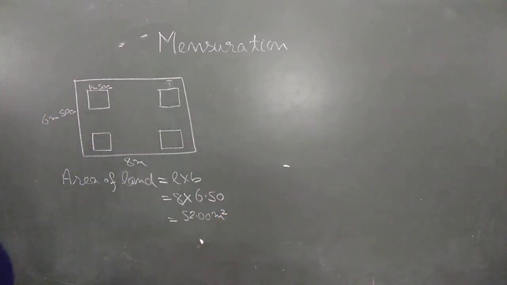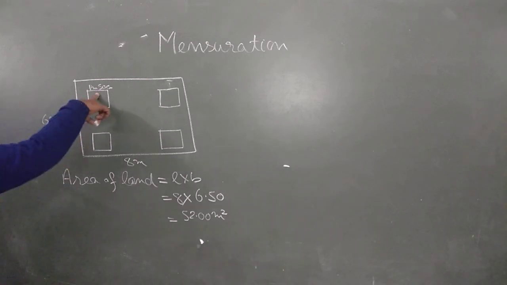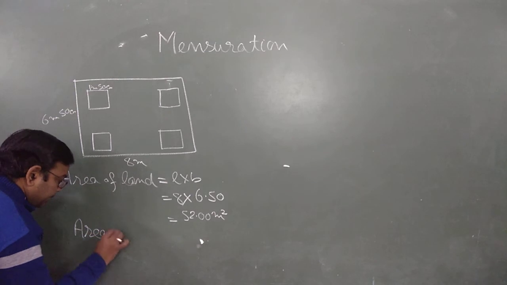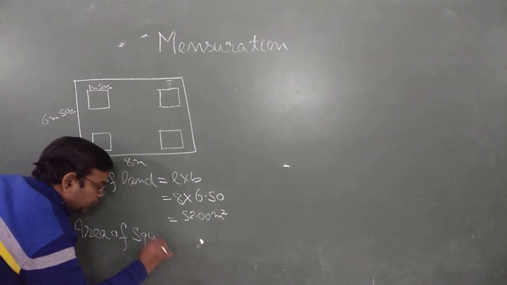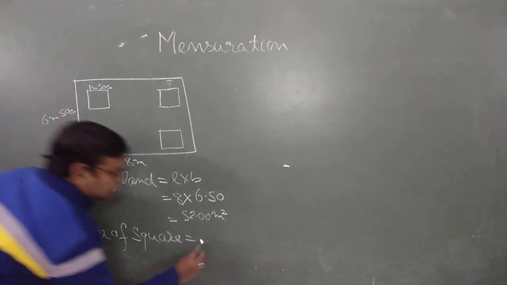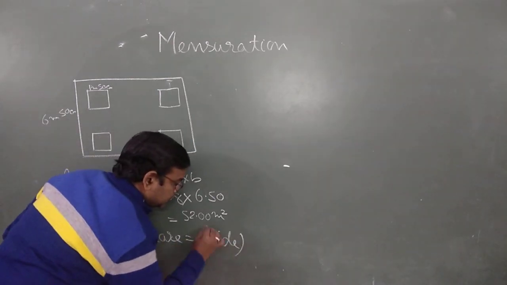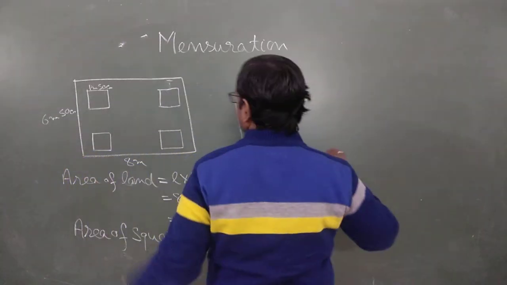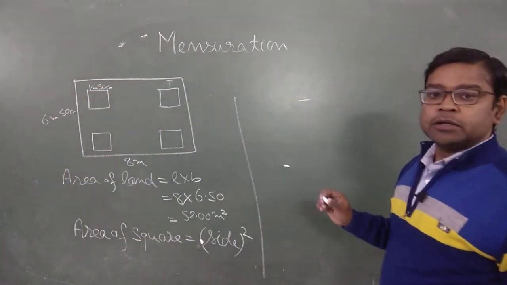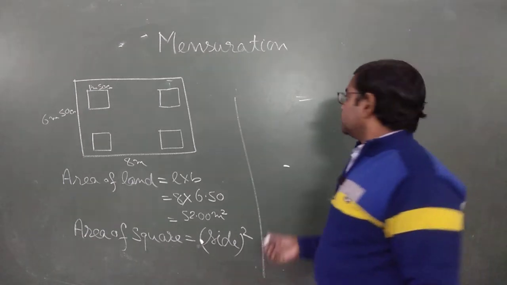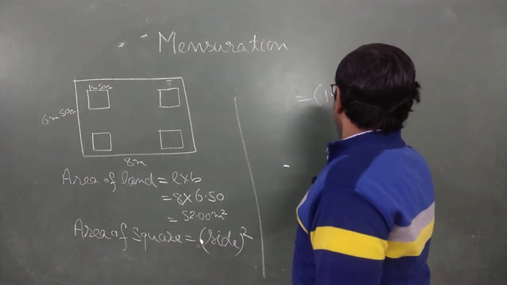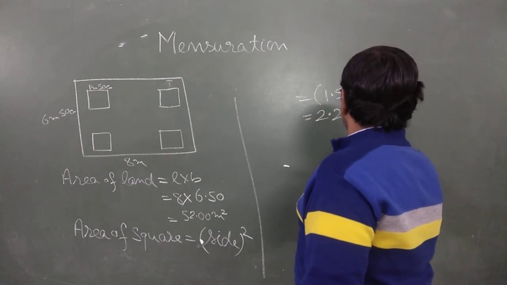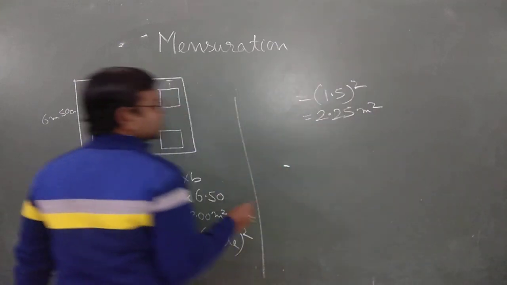52.00 meter square. This is the area of land. Now, as we know, the area of a square is side squared. Now come to this side. As we know, it's 1 meter 50 centimeter. We have to convert it into meter. So we have 1.5 squared, which is near about 2.25 meter square. This is the area of one flower bed.